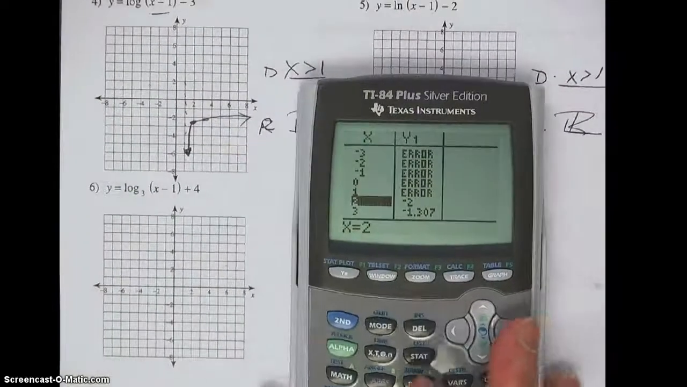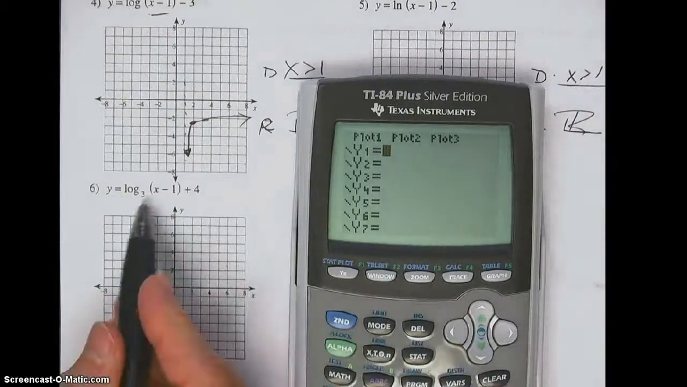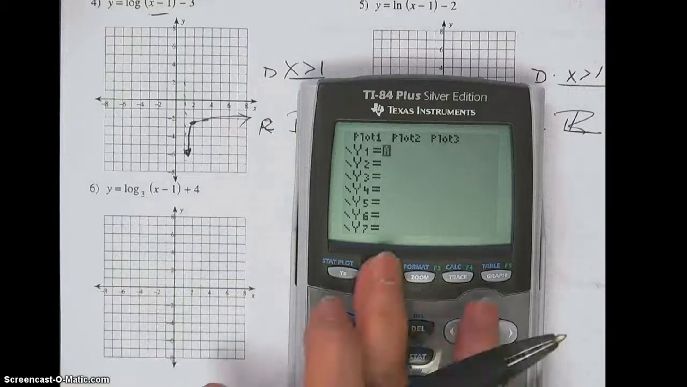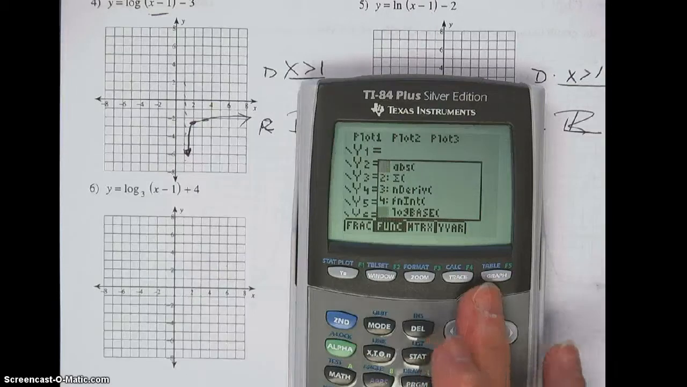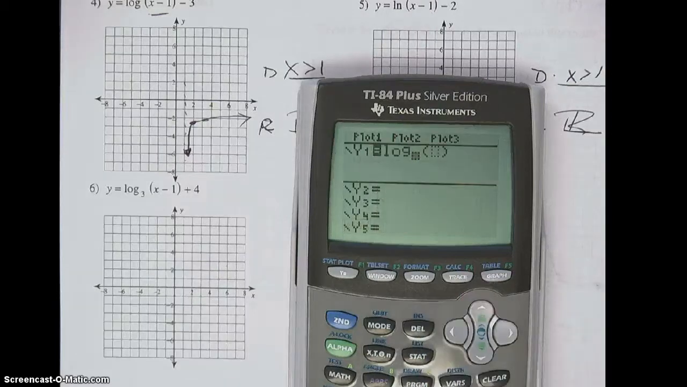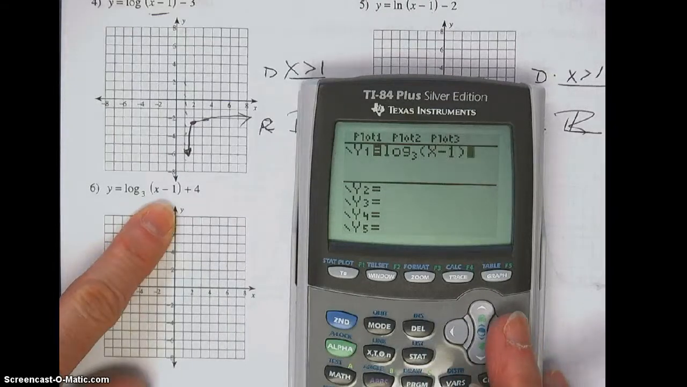To punch number 6, we have to use a different keystroke. Remember, to get to the log of a different base, we hit alpha window to get to that log of a different base. In this case, we stick in a 3. The parentheses has x minus 1 in it, but make sure you get out of that parentheses by hitting the over and then a +4.